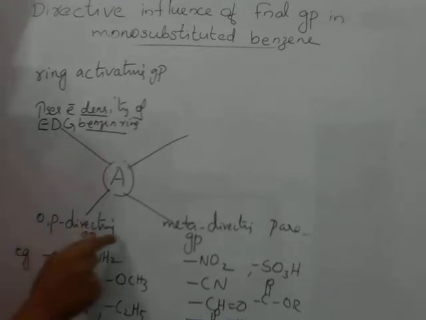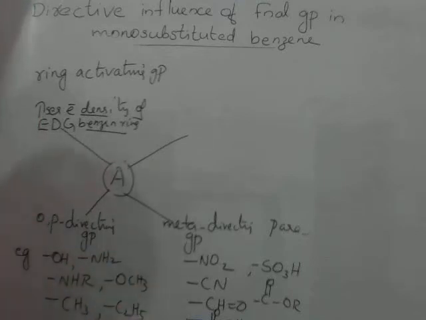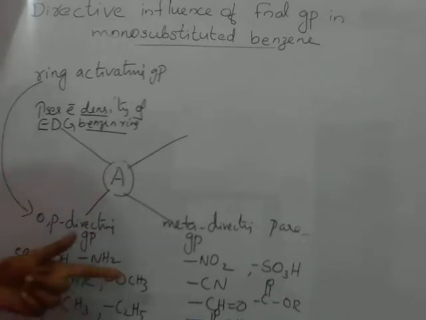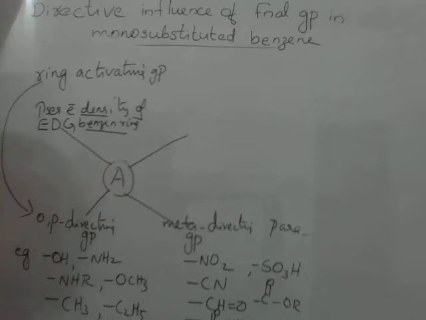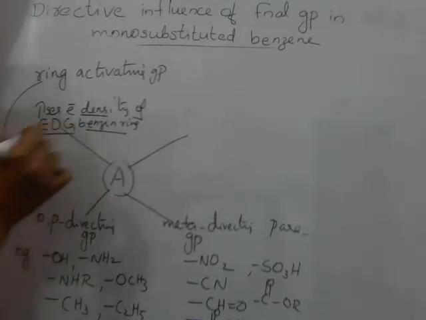These ortho-para directing groups are examples of ring activating groups also. Ring activating groups are generally ortho-para directing groups. They activate the benzene ring towards the attack of electrophile. How do they activate the benzene ring? They increase the electron density of the benzene ring because they are electron donating groups.